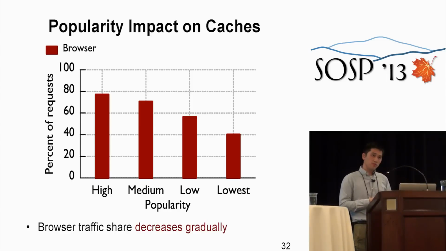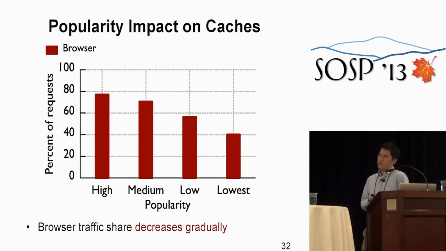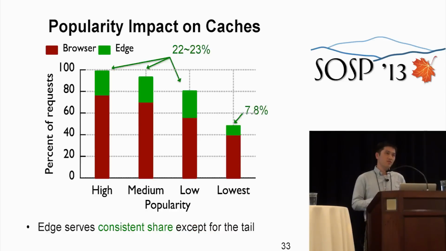First is the browser. We can see the percent shared by the browser decreases gradually when the photo gets less and less popular. But when we look at the edge, it's very interesting. It holds a consistent share of traffic, about 22 to 23% for all top 3 categories. The only exception is when the photo gets less popular than 1 million others. For instance, in the lowest group, the edge cache traffic share drops to about 7.8%.